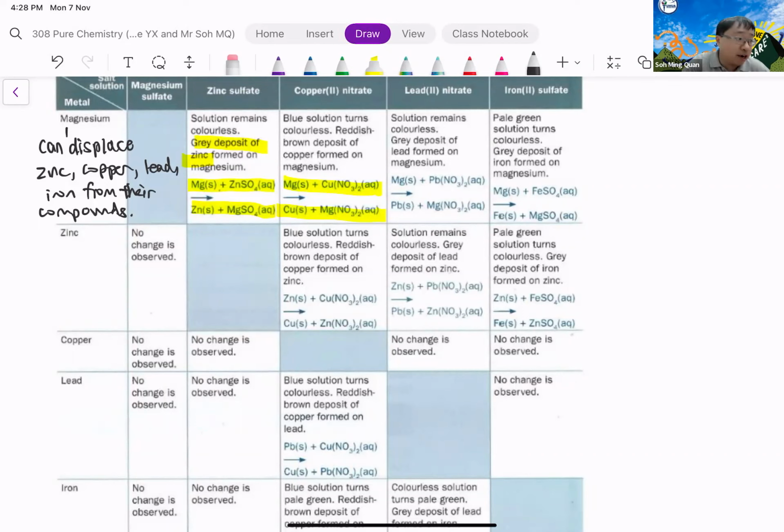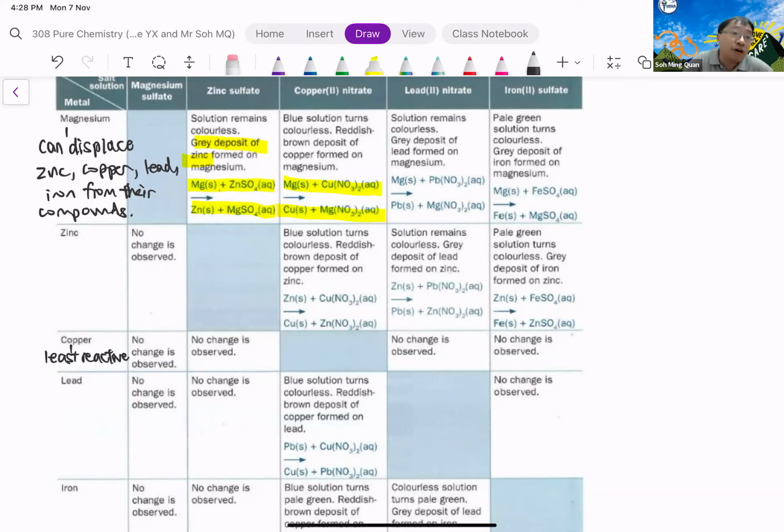The least reactive will be copper. How do I know that? Well, from the data, you can tell. Copper cannot displace zinc, magnesium, lead, and iron. Copper cannot displace any one of these metals. Therefore, copper must be the least reactive amongst them.